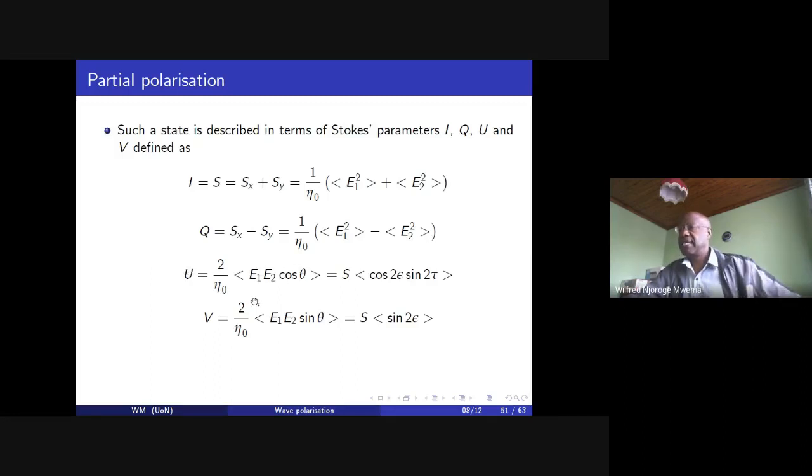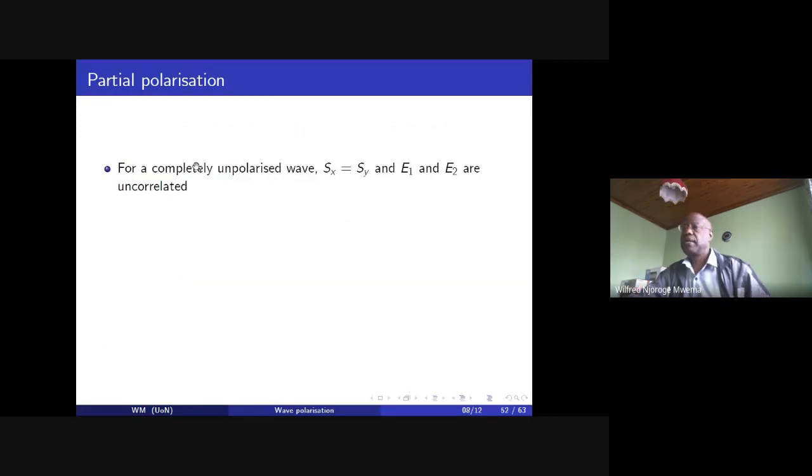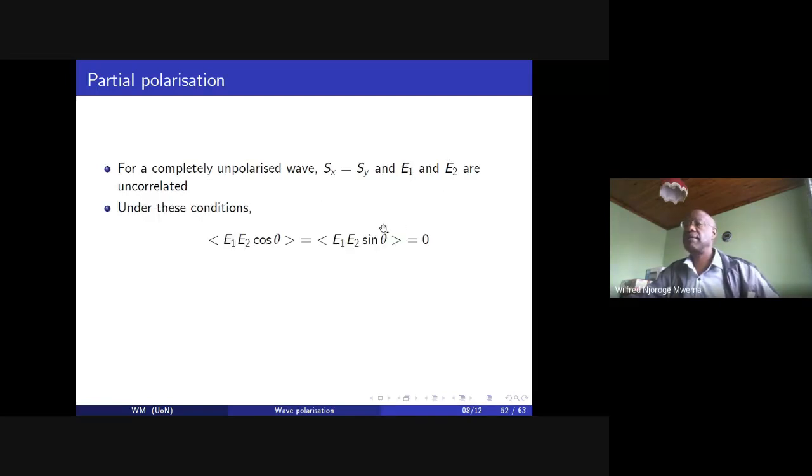U will represent the cross products, and V represents the sine cross product. So S equal to Sx plus Sy will be the total time average power density, although we've been using P average like I alluded. For a completely unpolarized wave, Sx and Sy are equal, and E1 and E2 are completely uncorrelated. That is, they are independent of each other. Under this condition, the cross products must all go to 0.